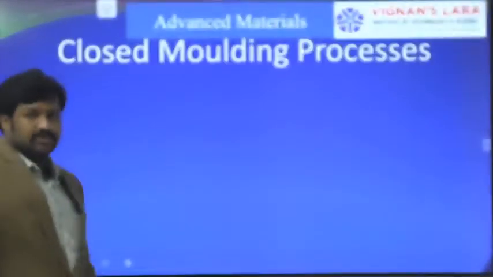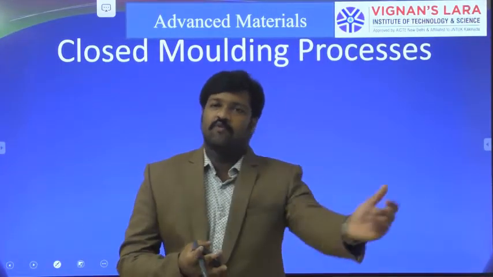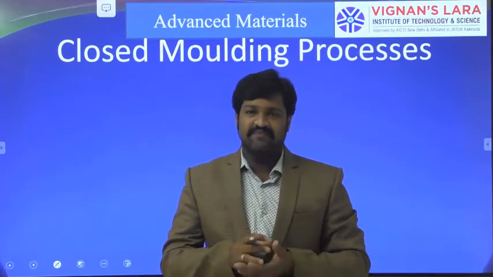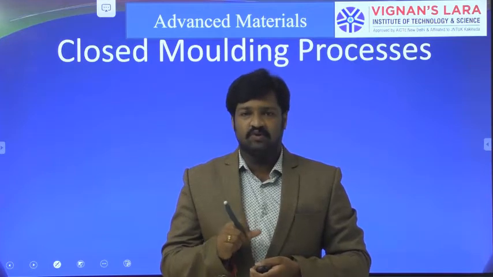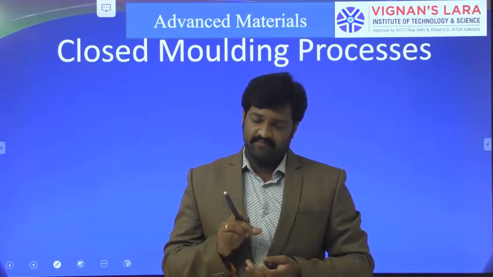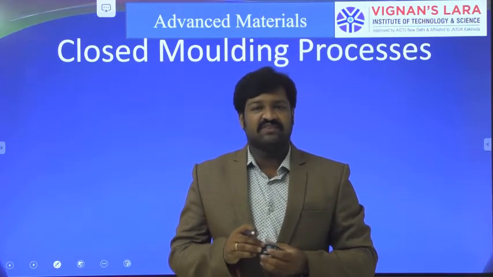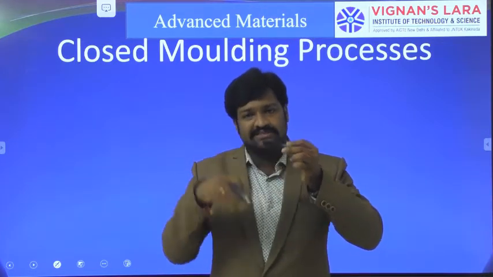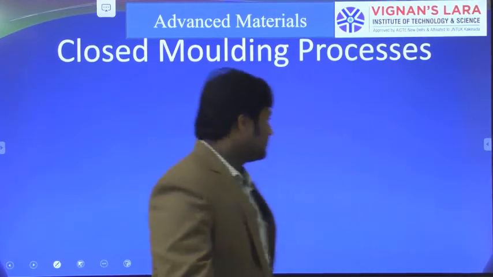Next one is, so till now we discussed open molding process. As we know, open molding process is done by means of a single die, so the finish of only one surface is good. So if we want the surface finish to be good on both sides, then we will go for closed mold process. That is this one, closed molding process.